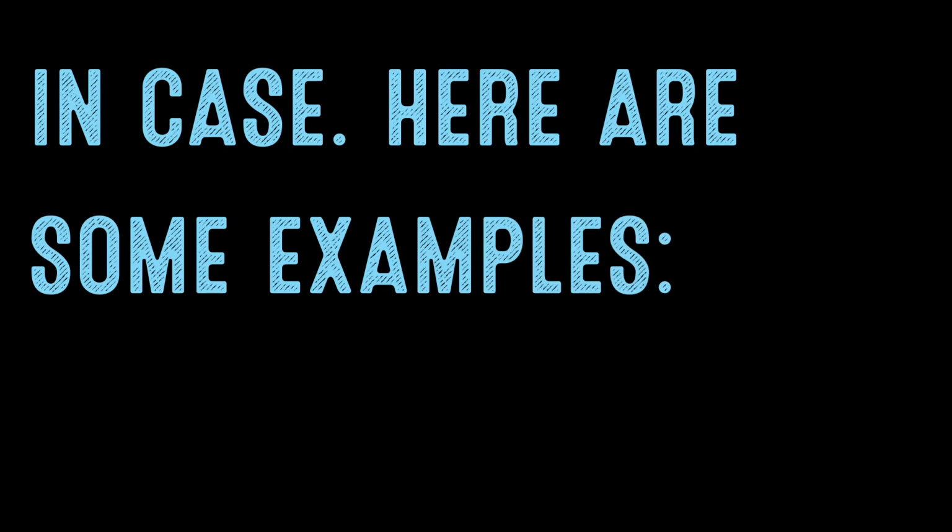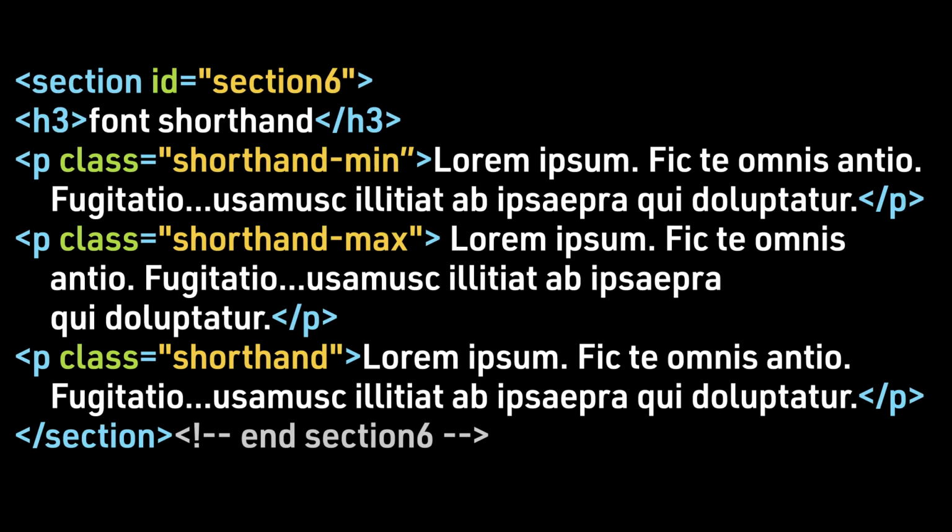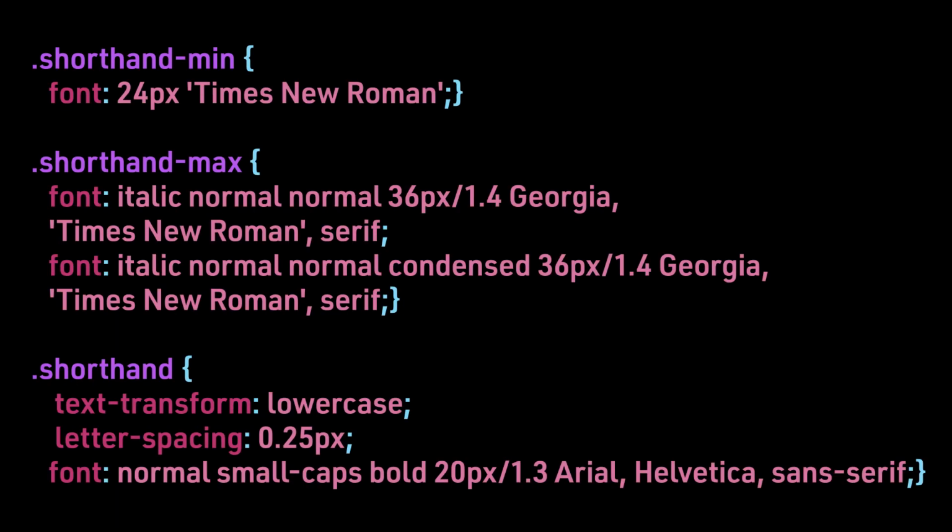Here are some examples. First, we will set up our HTML. We have three options: setting the shorthand with the minimum values, setting the shorthand with the maximum values, and setting a shorthand with a combination of some values but not others. And here is our CSS. For the shorthand minimum values, we are going to just set the font size and the font family. So we have set 24 pixels and Times New Roman.